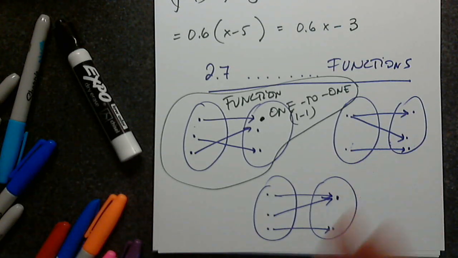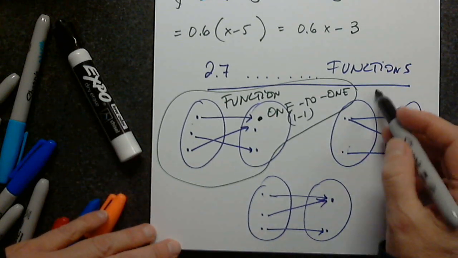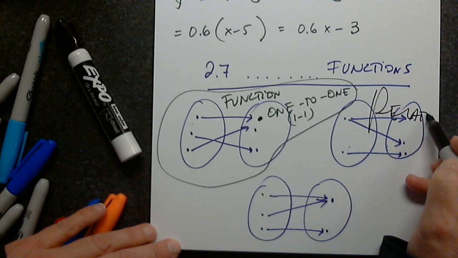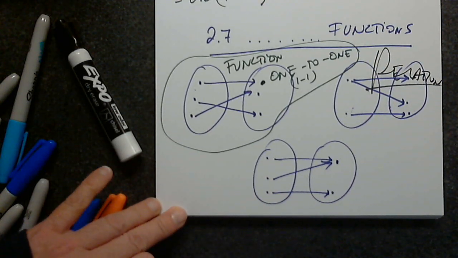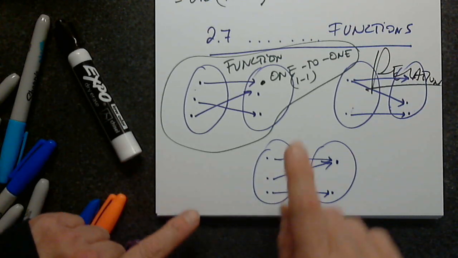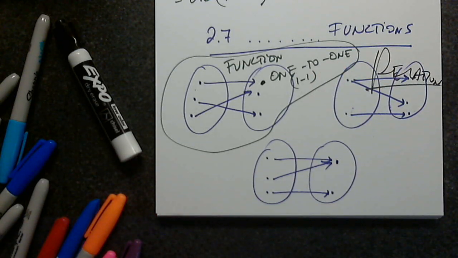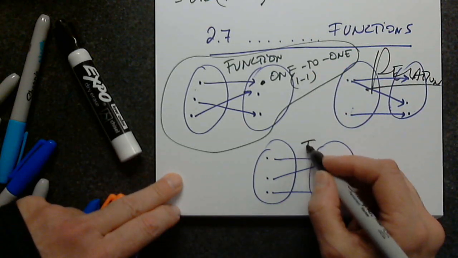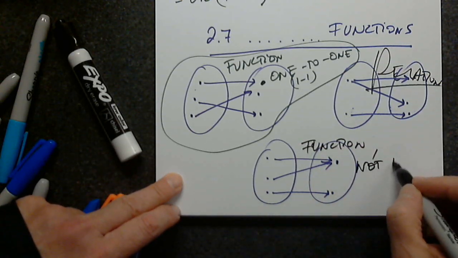Okay, what about the second scenario? What did we say about the second scenario? Correct. Relation. We don't even talk about it. Okay, what about the third one? It's a function, but question, is it a one-to-one function or just a function? Just a function. Function, comma, not one-to-one.